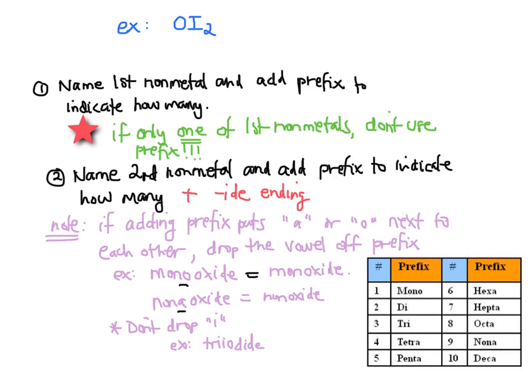So let's do an example of that. So here we have 1 oxygen, but remember, it's the first element in the compound, and if there's only one, you don't say monoxygen, you would just say oxygen. And then you've got, in this case, 2 iodides, so you don't drop the I, you would just say diiodide. So it becomes oxygen diiodide.